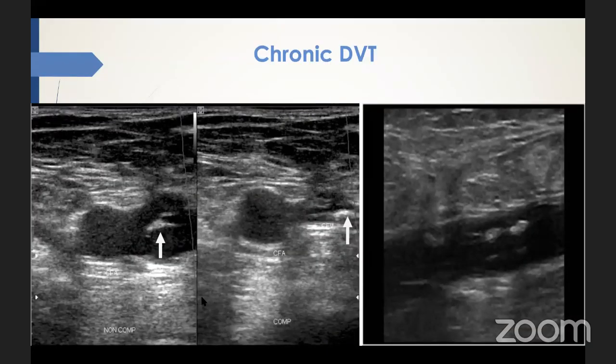Chronic DVT examples, if you look at that, it's quite attached to the wall and hyperechoic, bright, and the vessel is more compressible, because the thrombus is not filling the entire lumen of the vein.